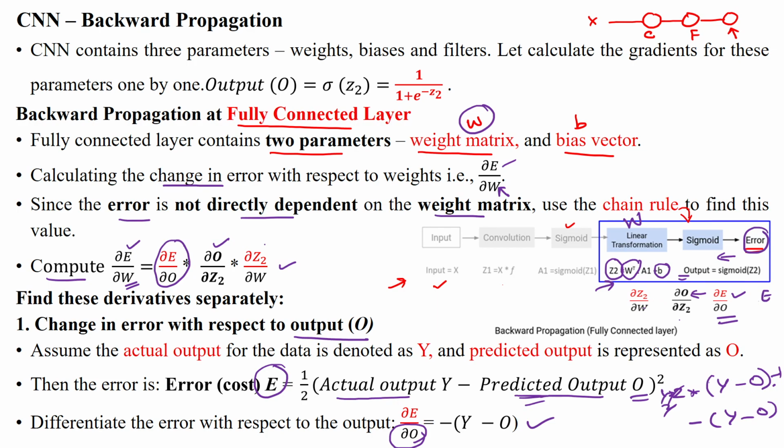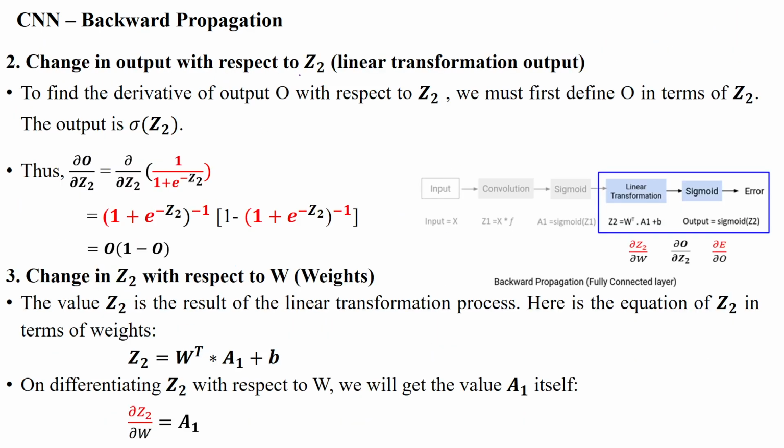Then here we are having one more parameter G2. So now we found this one, and we have to find this one, dou O divided by dou G2. Here the output is the sigmoid of G2, so 1 divided by 1 plus e power minus G2. When you are applying the partial differentiation, you will get this terminology: the output formula, 1 divided by 1 plus e power minus G2, into 1 minus output. So this is the value.